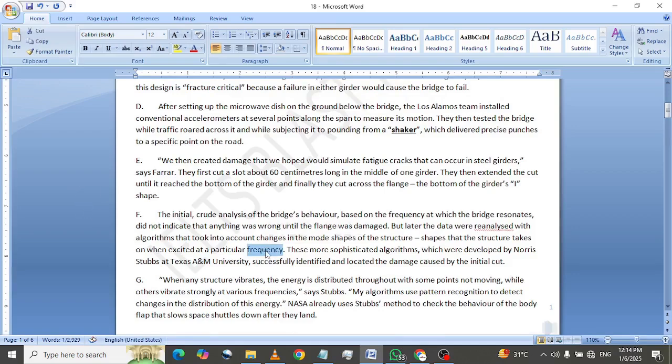Oh, yeah, look at it here. This is the frequency I'm talking about. So what do I need to do? I need to read the whole paragraph. Let me see whether it does relate to the question. He said the initial crude analysis of the bridge behavior based on the frequency at which the bridge resonates did not indicate that anything was wrong until the flag was damaged. Can you see, until the flag was damaged?